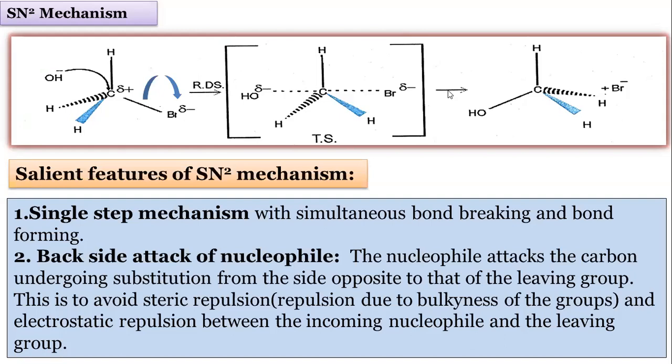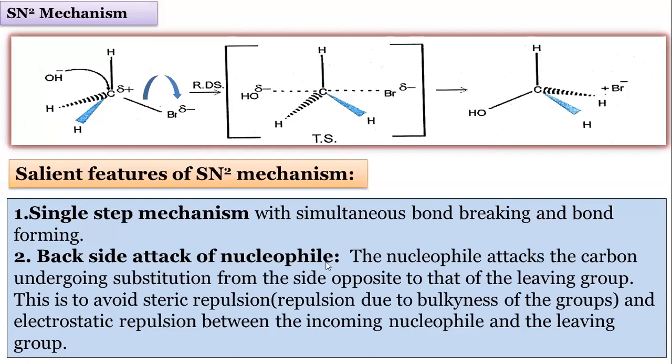In the next step, this OH and this carbon bond will be formed, and the C-Br bond will be broken. So this is the SN2 mechanism. There are some salient features of SN2 mechanism, I will explain. This is a single step mechanism. In the single step, this reaction occurs, in which simultaneously the OH minus and C bond is formed, and the bond between this carbon and bromine is completely removed.